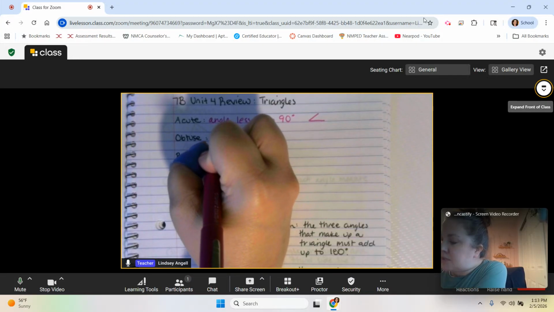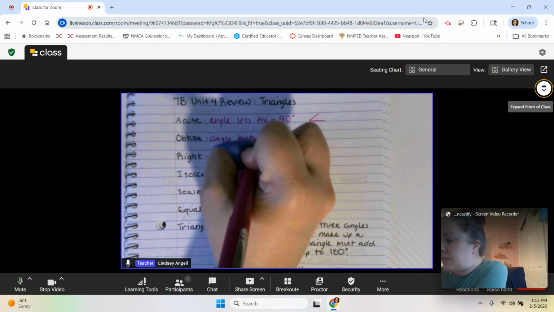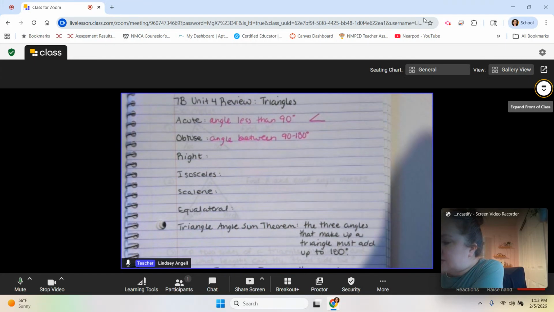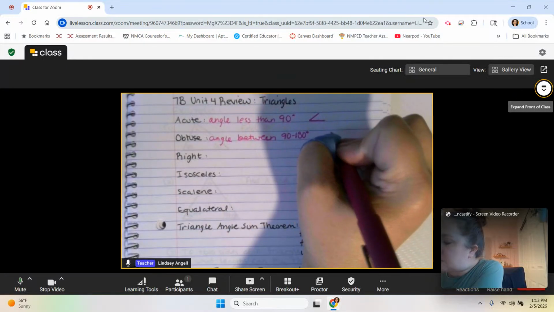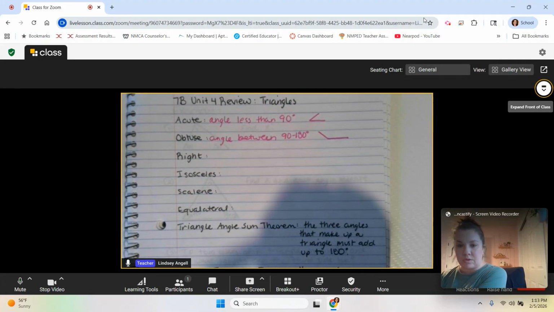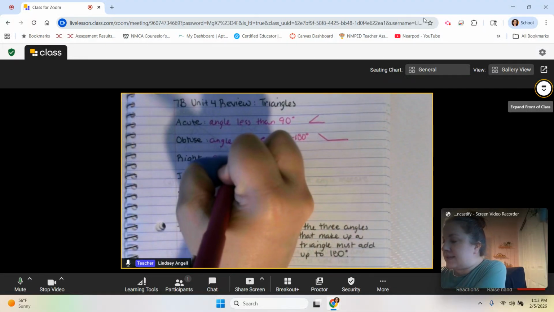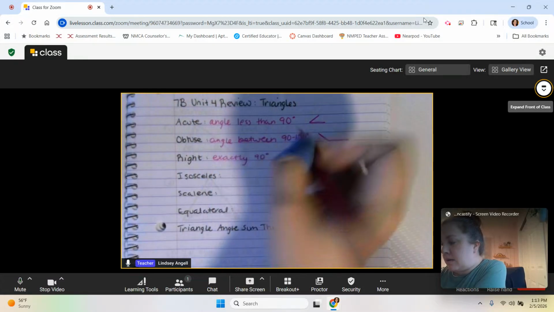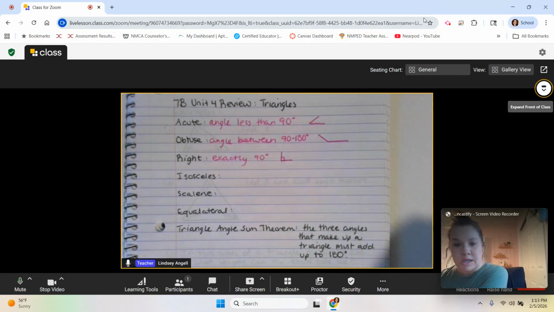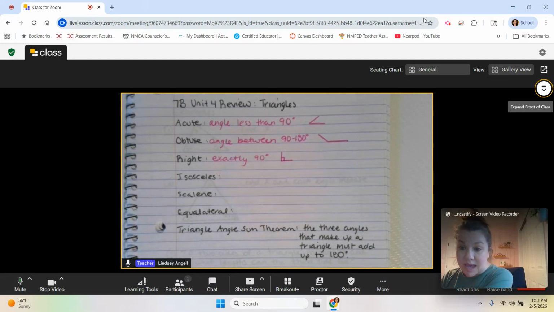Okay, an obtuse angle, it would be between 90 to 180 degrees, right? So it's over 90. Okay, looks something like that. A right angle is exactly 90 degrees. So, and that looks like this. It looks like a square corner. It also has the little square in the corner. That's one way that we can signify, hey, this is exactly 90 degrees.